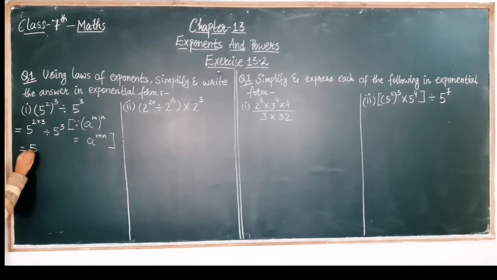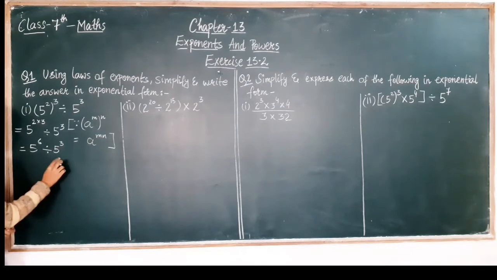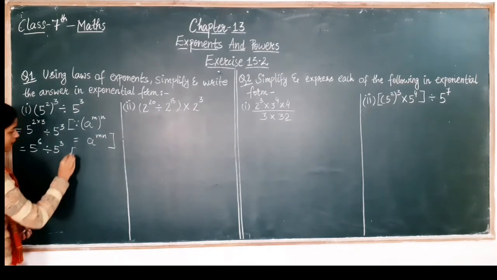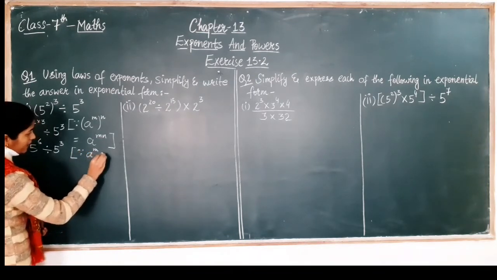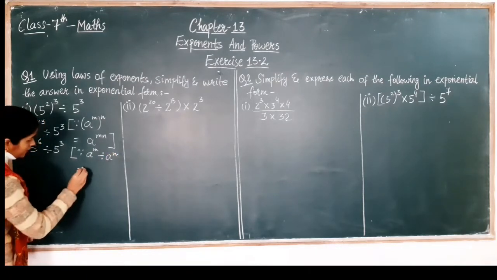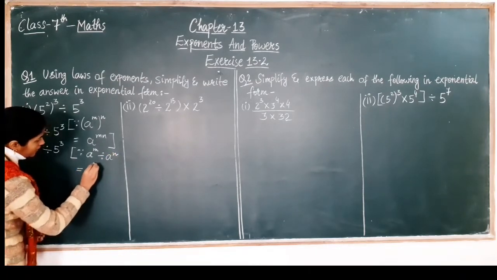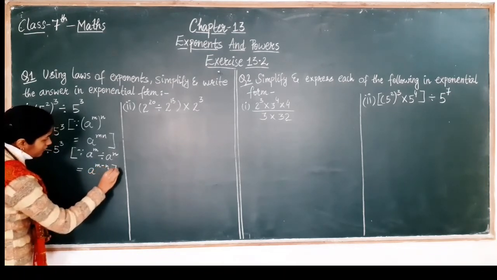So what would it be? 5 raised to the power 6 divided by 5 raised to the power 3. So in this also we have to use the law. Which law is being used? The law is a raised to the power m divided by a raised to the power n, which gives a raised to the power m minus n.